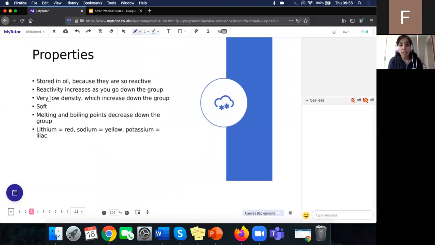They also have a very low density, which increases down the group. And this is exactly like the noble gases. It's because the mass increases more than the volume. So remember, density equals mass over volume, and the mass increases more than the volume.